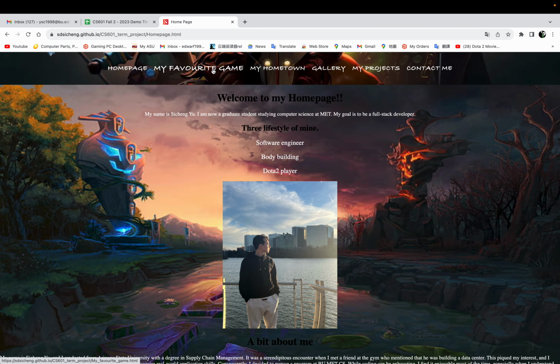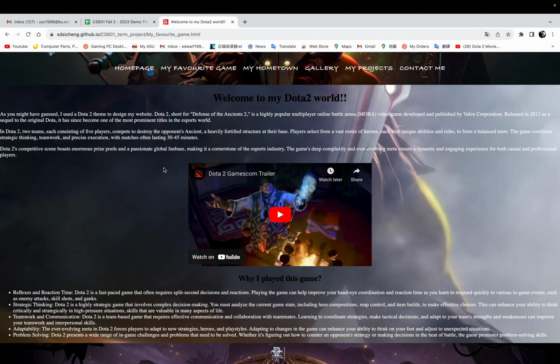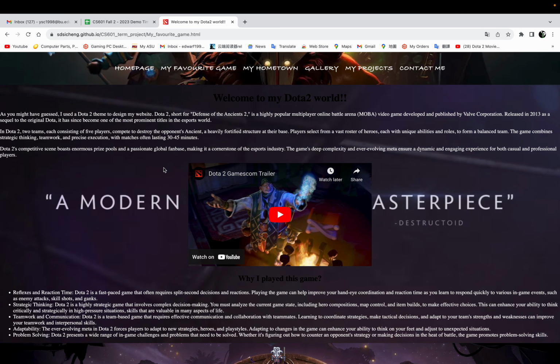And now the second page. The second page is my favorite game, Dota 2. So already you might guess what my favorite game is. That's why I chose to design the whole theme to a Dota 2 theme. I will briefly introduce you to the game.